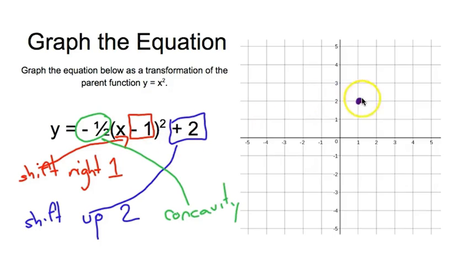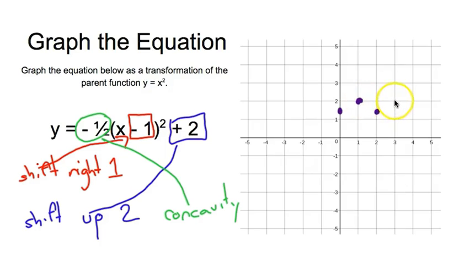This A value is negative, so instead of having an upward shaped U, I'm going to have a downward shaped U. And it also impacts the width of this. That 1/2 is going to make it wider, and here's why. I have to go over 1 and then up by 1 times negative 1/2. So 1 times negative 1/2 is negative 1/2. So I would go over 1 and down by 1/2.